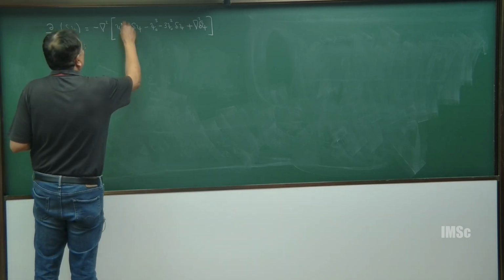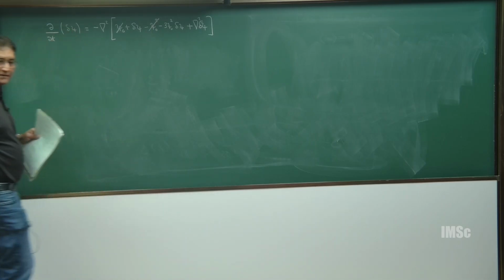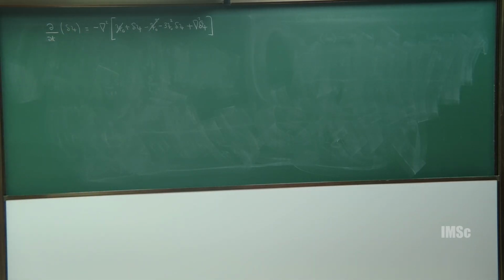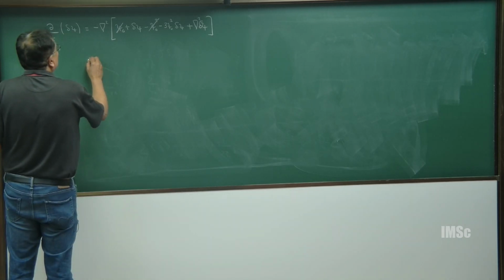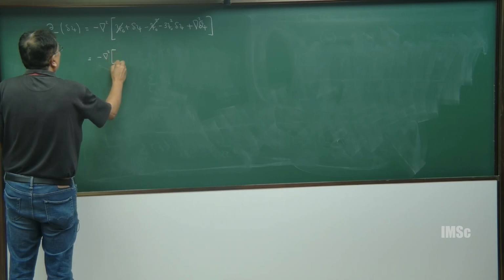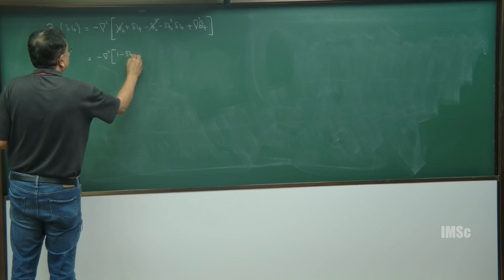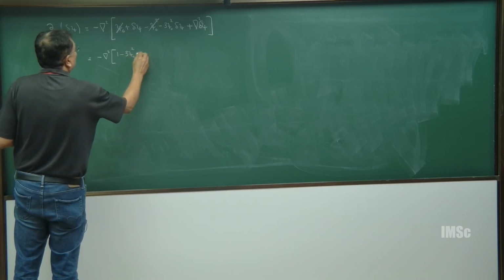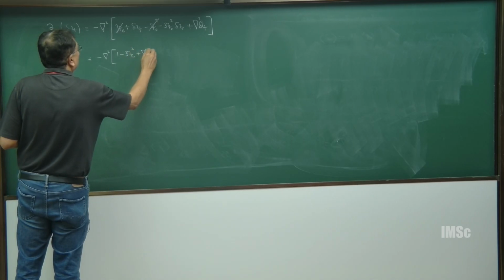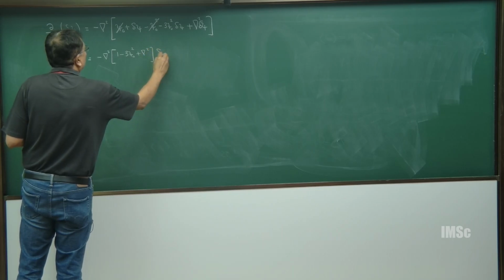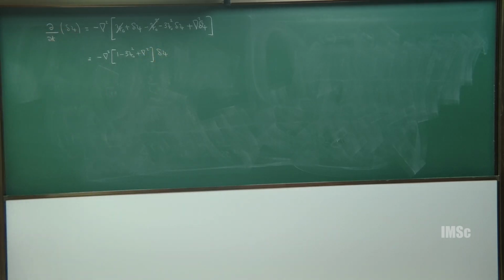Because psi 0 is a solution, obviously this cancels with that. Any homogeneous psi 0 is a solution. Okay, so that's your equation. It's minus del squared, 1 minus 3 psi 0 squared plus del squared delta psi. Okay. Let's put that in Fourier space.